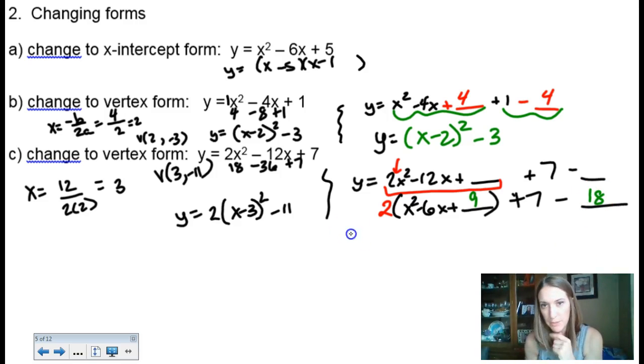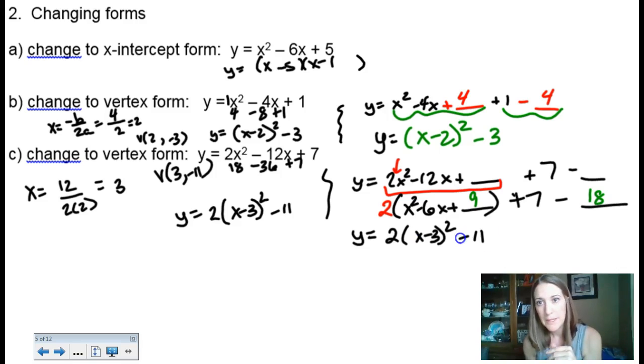So let's see what we end up with. 2, and then this is now x minus 3 squared. Oh, what do you know? Minus 11. So we end up with the same exact equation or function. It doesn't matter.